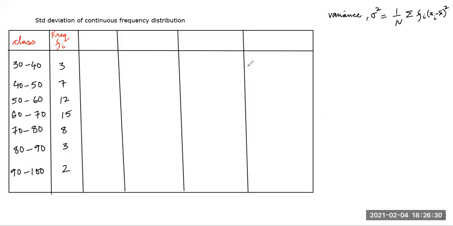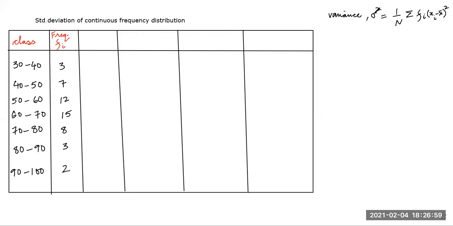So in this lecture, we will learn how to find standard deviation of continuous frequency distribution. Okay. So some continuous frequency distribution is given. That is 30 to 40, 40 to 50, like that, 90 to 100. Its corresponding frequency is also given. Right, students? Now we want to find out the variance.